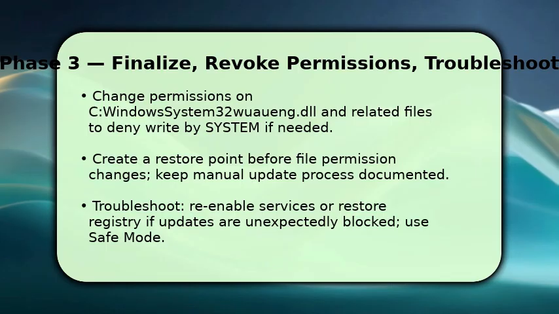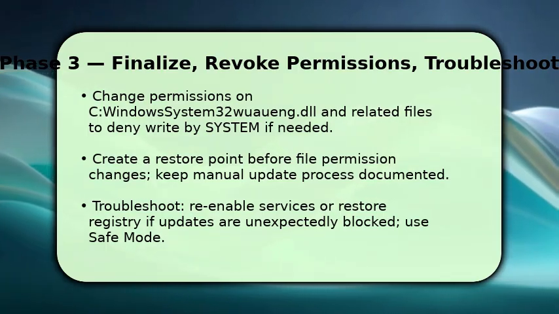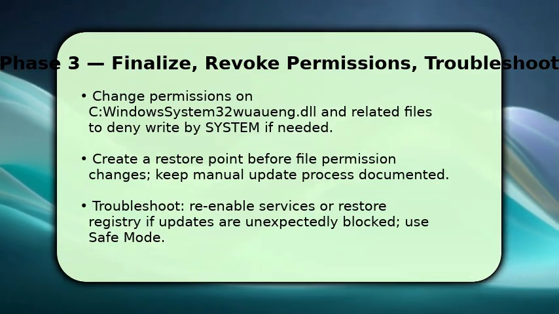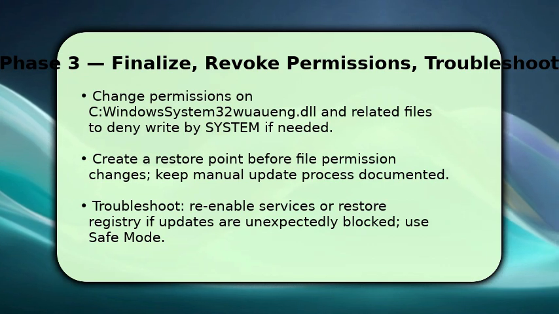If something goes wrong, boot to safe mode, re-enable the Windows Update service, or restore the registry from your backup. One troubleshooting tip. If policies seem ignored, run gpupdate /force and reboot to reapply settings.